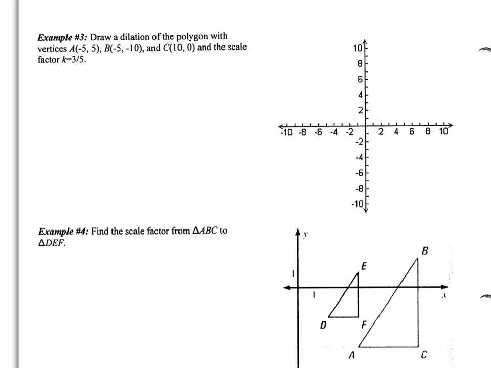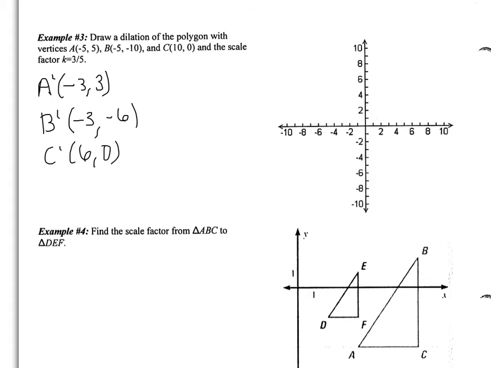For example number 3, for drawing the dilation, you should have multiplied each of the points by 3 over 5. When you take A and multiply it by 3 over 5, you get negative 3 comma 3. For B, you should have gotten negative 3, negative 6. For C, you should have gotten 6 comma 0.